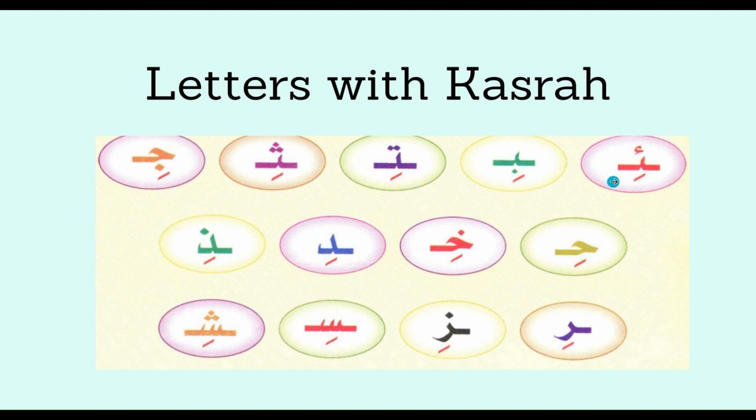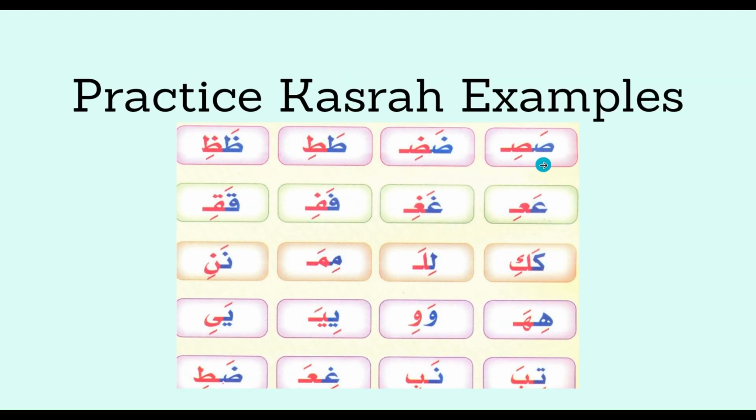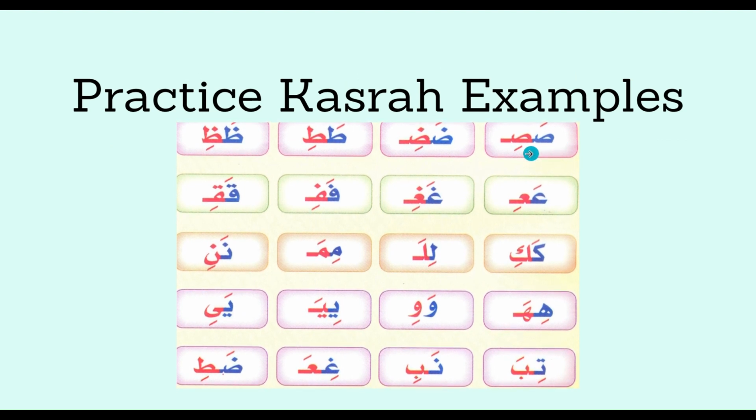Now let's see the same letter with both fatha and kasra, so you can read both and don't confuse between fatha and kasra. The fatha is a short line on top of the letter and produces an A sound. The kasra is on the bottom of the letter and produces an E sound. Let's try this and try to repeat after me.